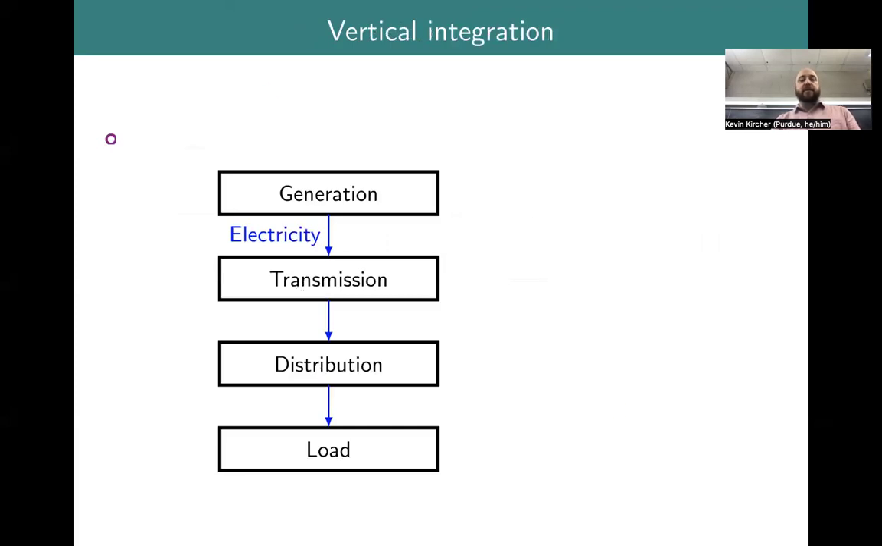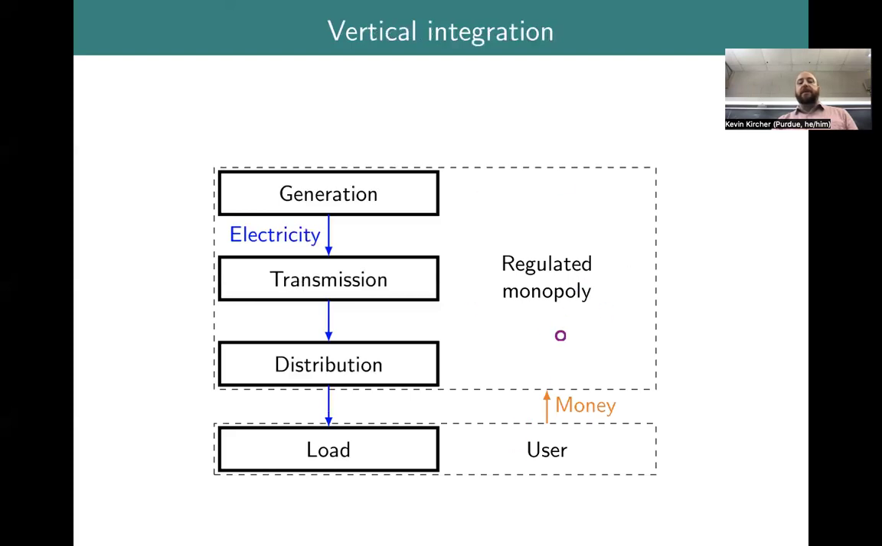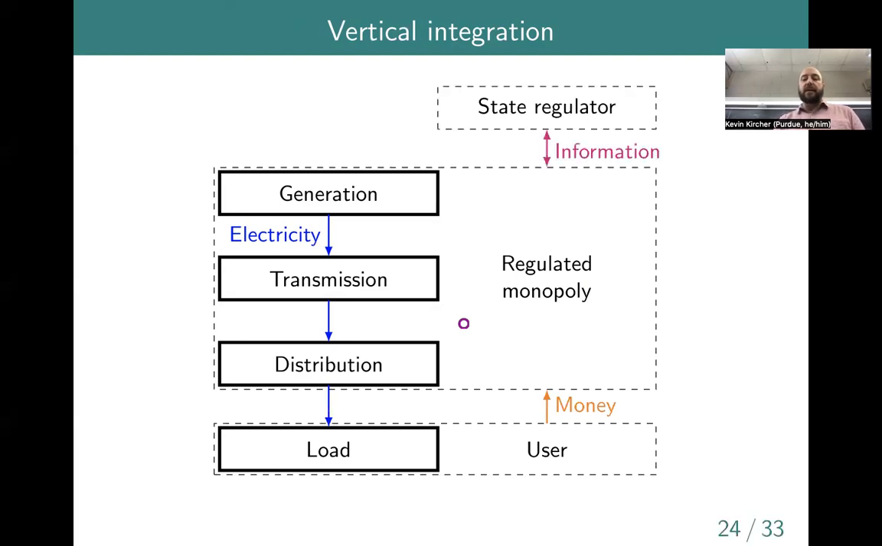So this is just a sketch of what the vertically integrated model looks like. We have the hardware from generation all the way down through load. The user owns the load typically, and then you have one company, a regulated monopoly, who owns all the generation, transmission, and distribution. Then they have a state regulator, and there's exchange of information, permission to build stuff, to raise prices, things like that.